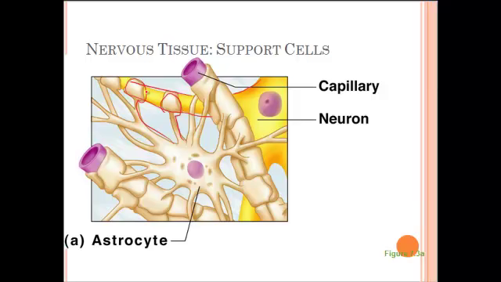It's holding it in place. And then also it has arms that are connected to the capillaries. So these capillaries, this is where the blood is coming. It's going to have the nutrients and the oxygen needed for the neurons to function. And so the astrocyte is taking those nutrients and oxygen from the capillary, and it's feeding the neurons, supporting them. So the astrocytes are the most abundant type of support cell in the central nervous system.